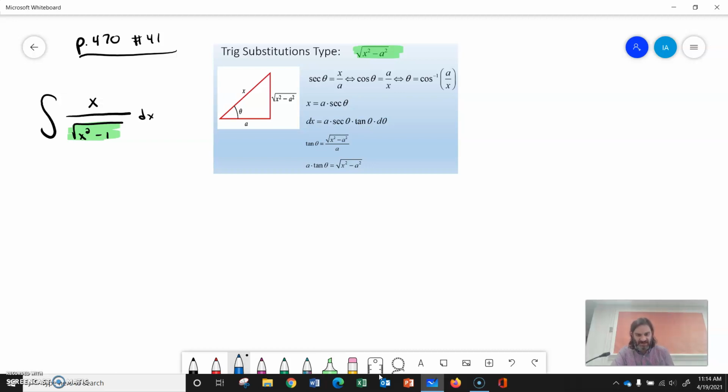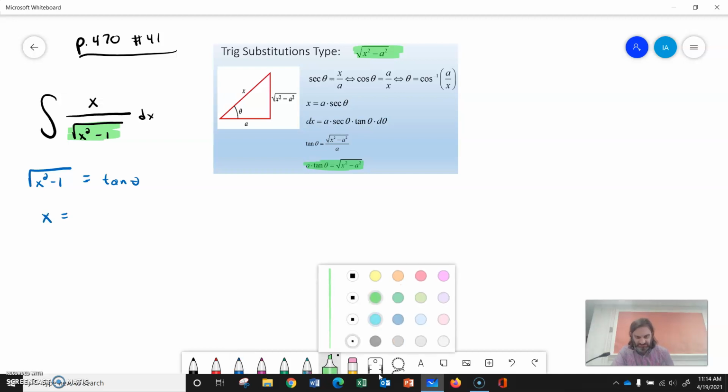So pulling some things together here, looking at this, our x is going to be x, our a is going to be 1. So we're just going to go ahead and set that up. So our square root of x squared minus 1 will be tangent theta. Pulling in for the other things, our x will be secant of theta.